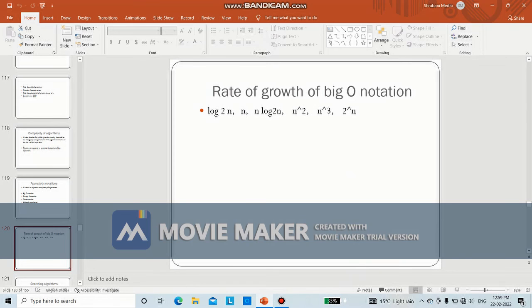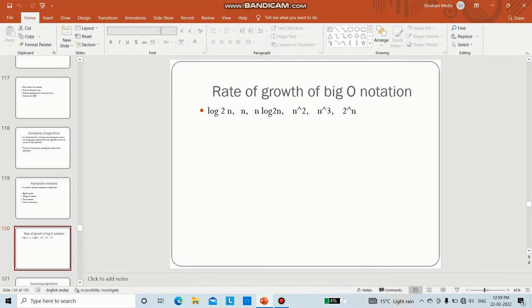I'll just tell you: this one is big O of log base 2 n, big O of n, big O of n log base 2 n, big O of n square, big O of n cube, and big O of 2 to the power n. This is having the worst complexity, and this is having the least complexity. So the more towards the left-hand side, the better the algorithm. In the next video, we will be learning about searching algorithms and sorting algorithms, and we will see there how to write down the complexity. Thank you.